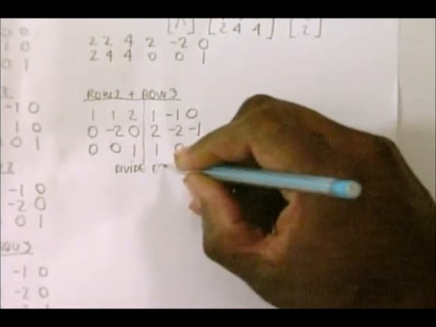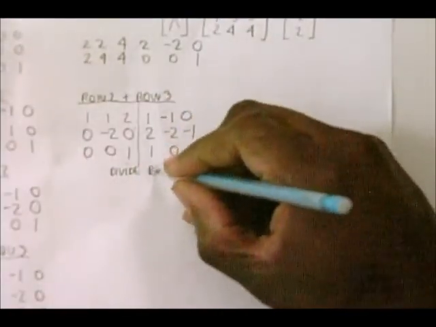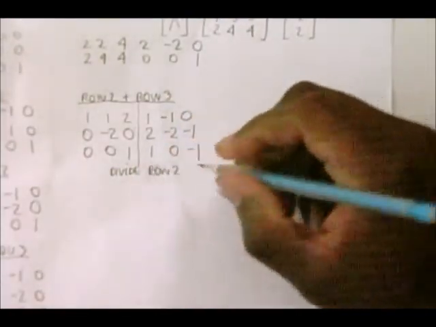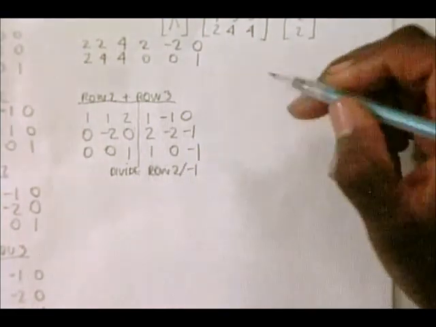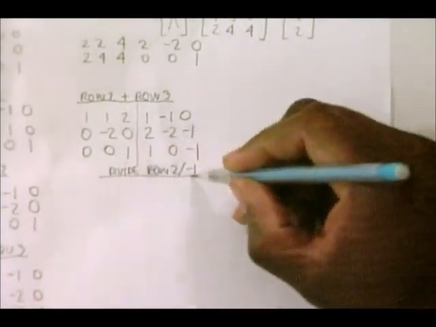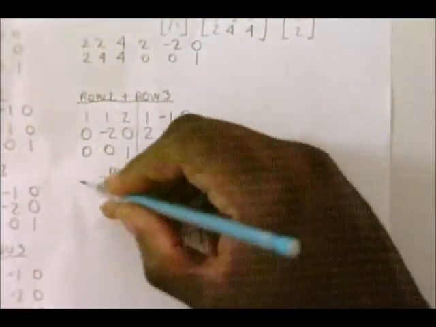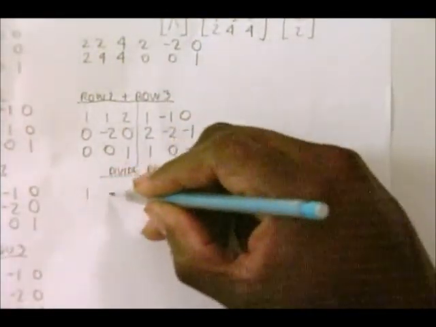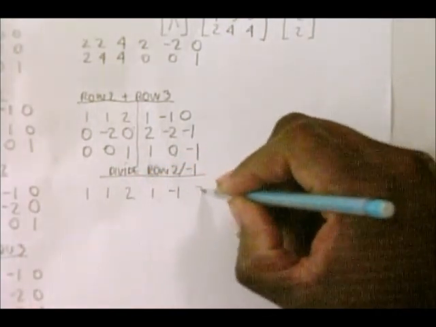So we're going to divide equation 2. Let me just say row 2. Divide row 2 by negative 1. I'm just using the word row instead of equation. That shouldn't confuse you. So I'm taking this second row, dividing by negative 1, keeping the first and third row the same. So we get 1, 1, 2, 1, negative 1, 0.